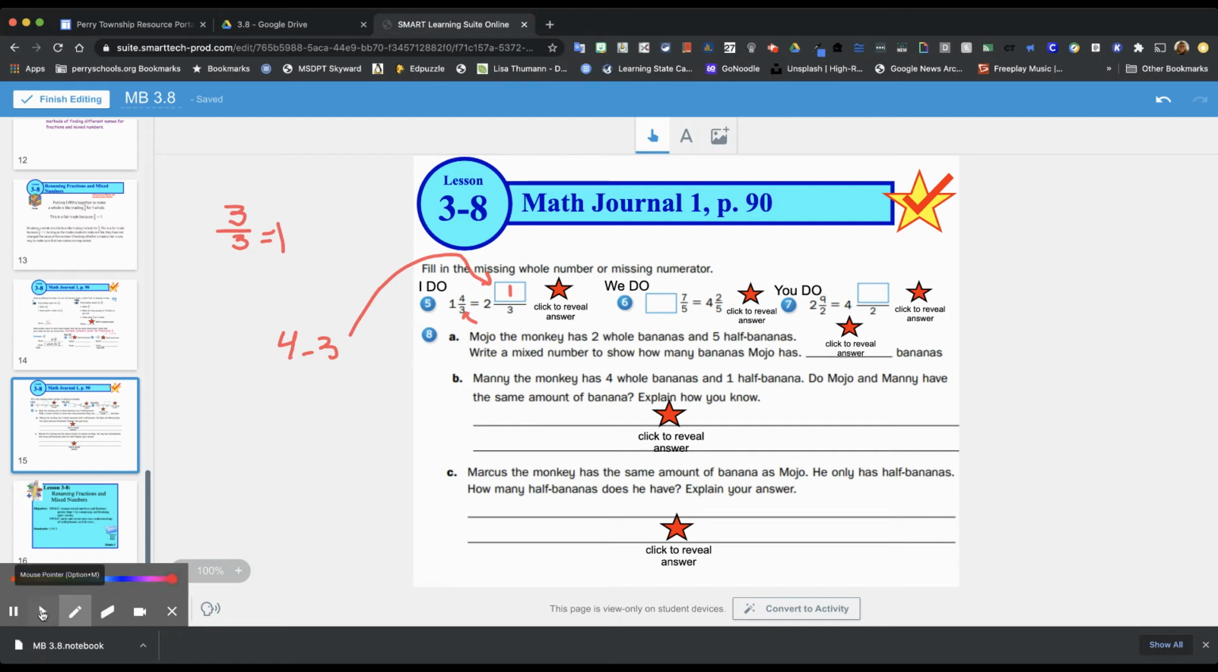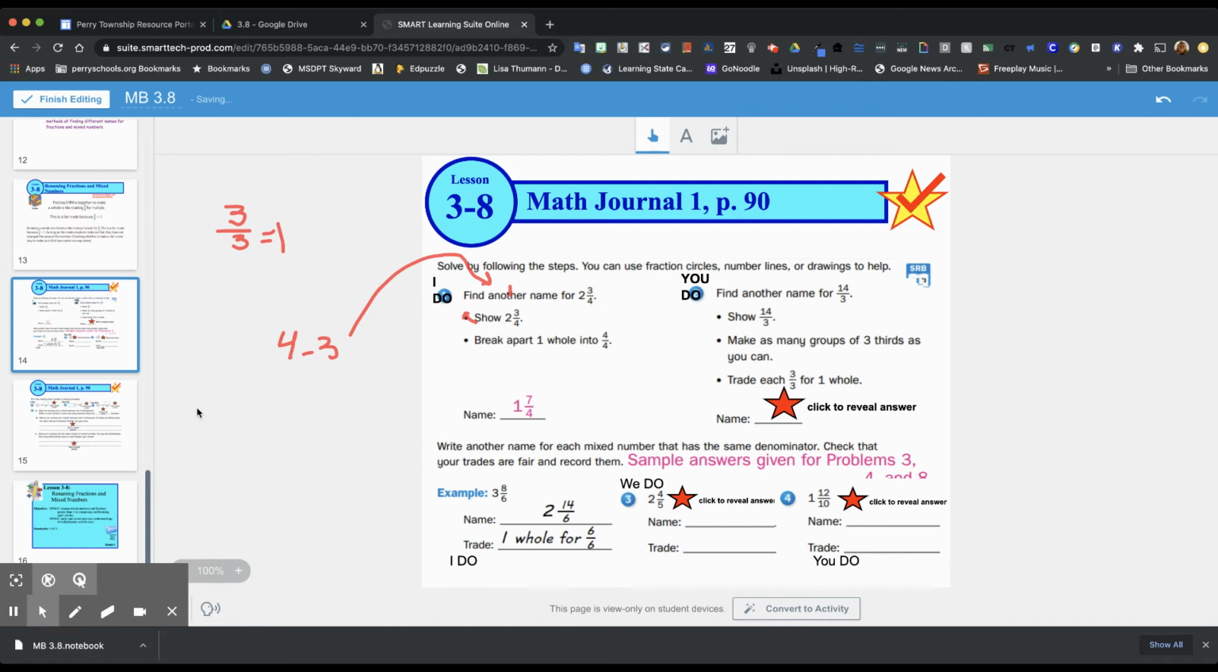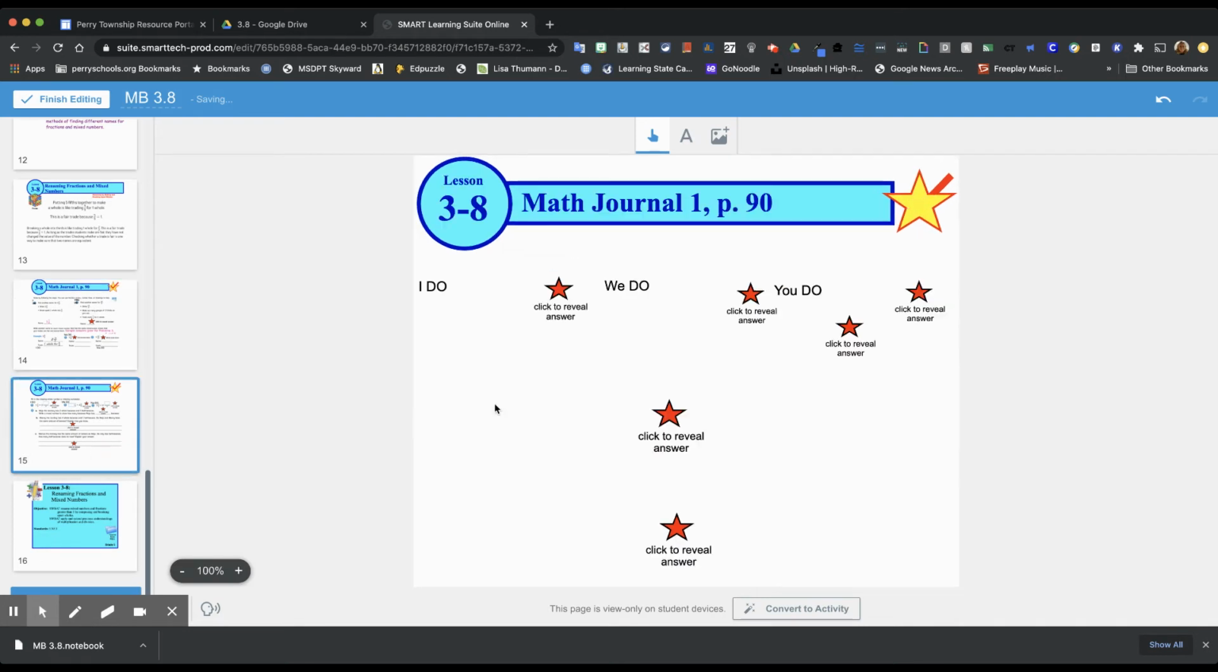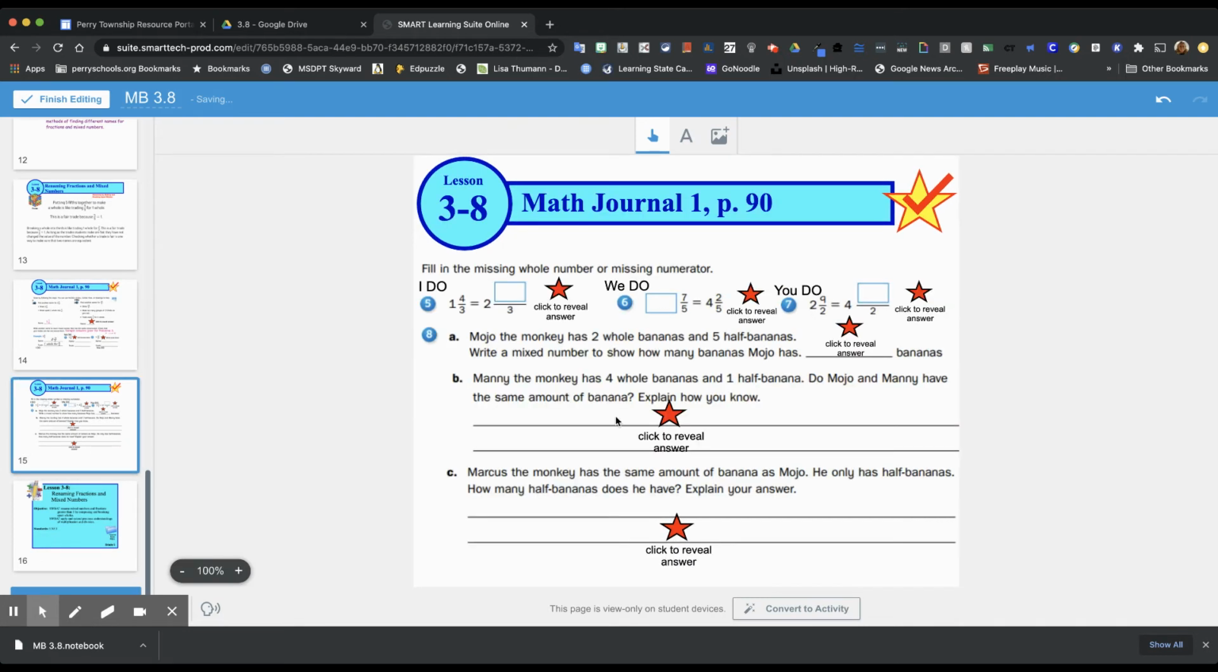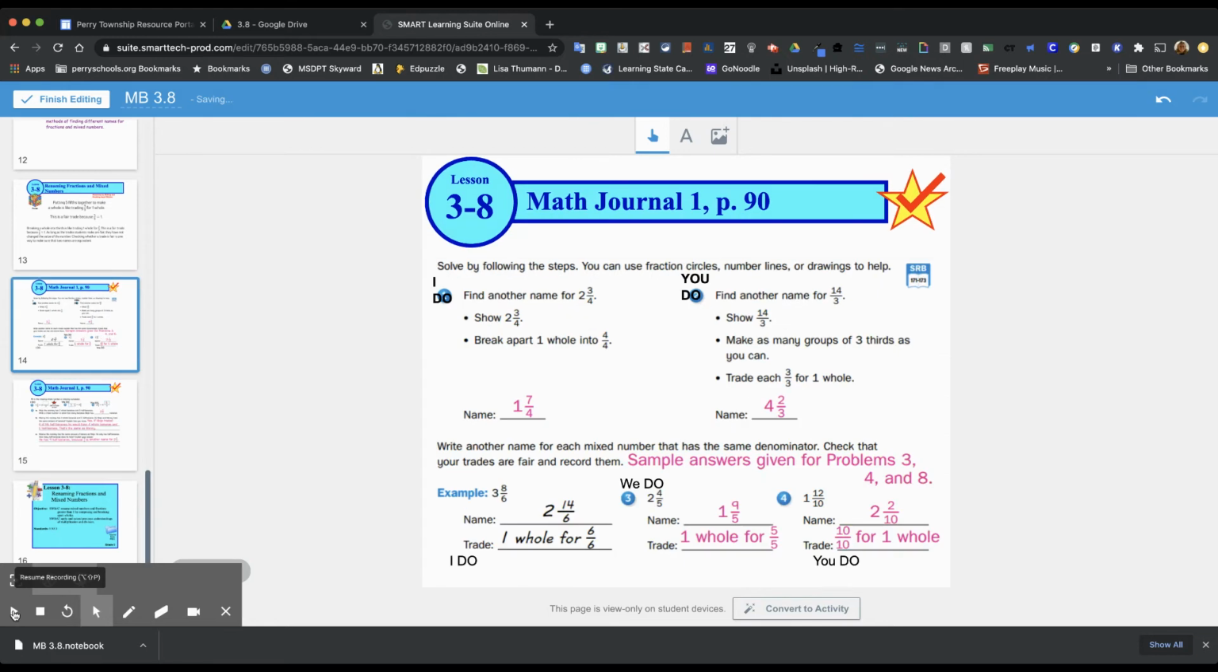I would like you to pause the video and work on solving number 2, 3, 4, 6, 7, and then try number 8. Pause the video and then come back and we'll check our work.